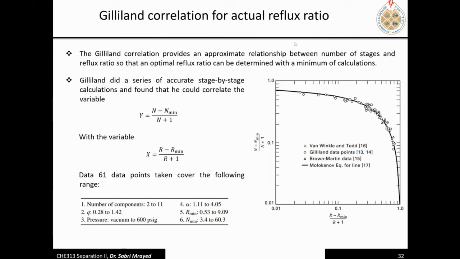So we said we used Minsky equation to determine the minimum number of stages, and this is Minsky equation to determine minimum number of stages, and then this is step 1. Step 2, we used Underwood correlation to determine the R minimum, and that was the only complications we had.